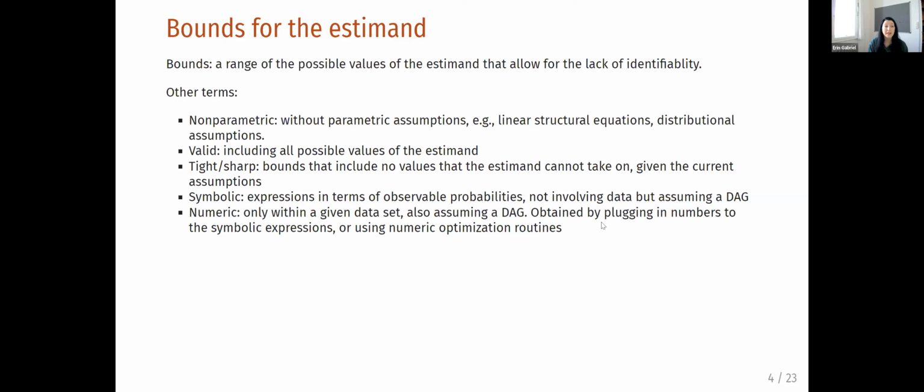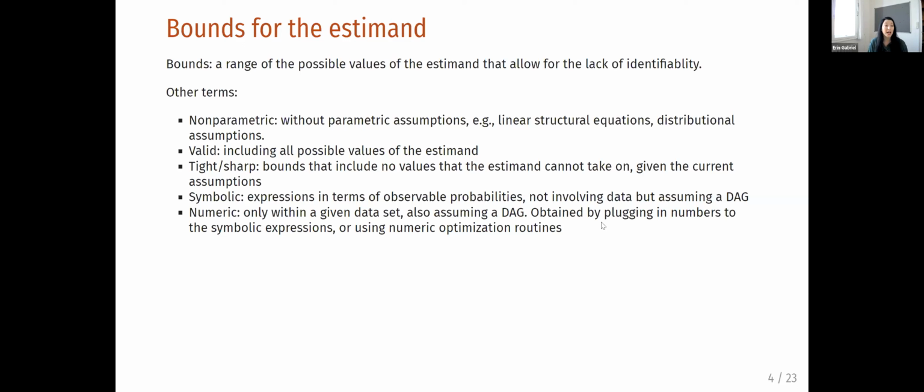And other terms that I've used in the title, and I will use throughout the talk, is non-parametric, and by that I just mean without parametric assumptions, so no linear structural equations, no distributional assumptions. I'm just going to assume a DAG and assume that DAG encodes non-parametric structural equations. The term valid, when connected to bounds, means that they include all possible values of the estimand.